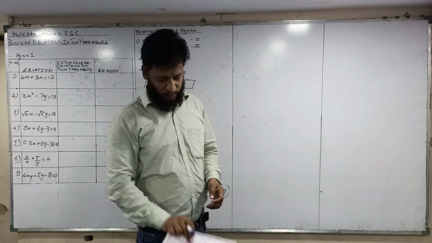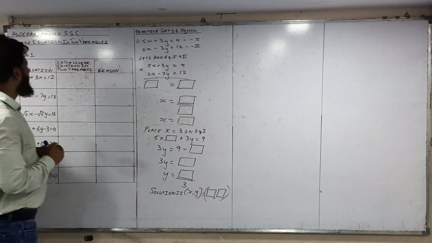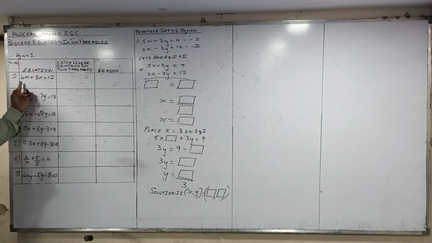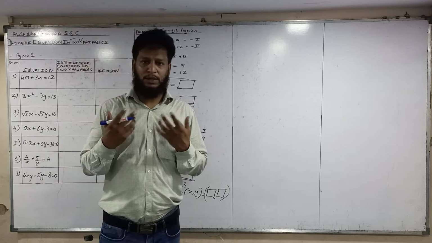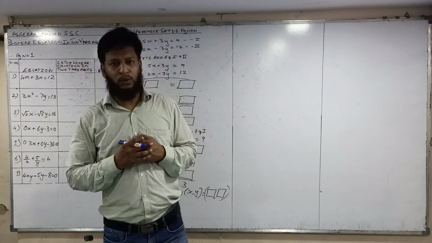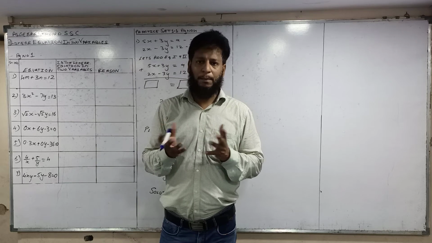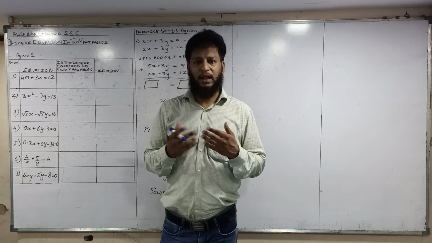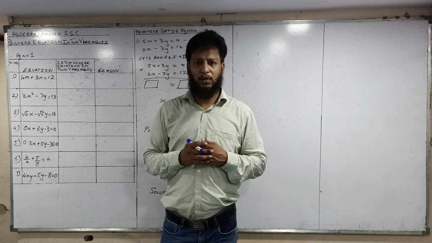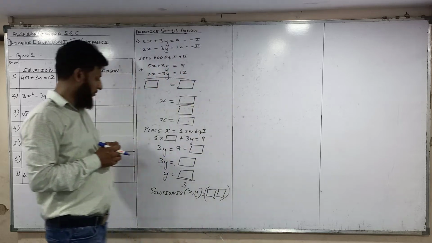In this, you have to find out which are linear equations in two variables. First of all, you have to understand what a linear equation in two variables is. Two variables means a, b, p, q, x, y. These are two different alphabets, so there are two variables. For example, see.